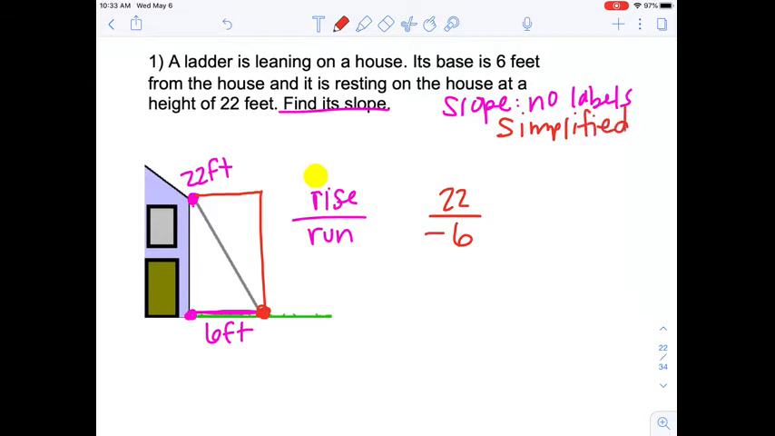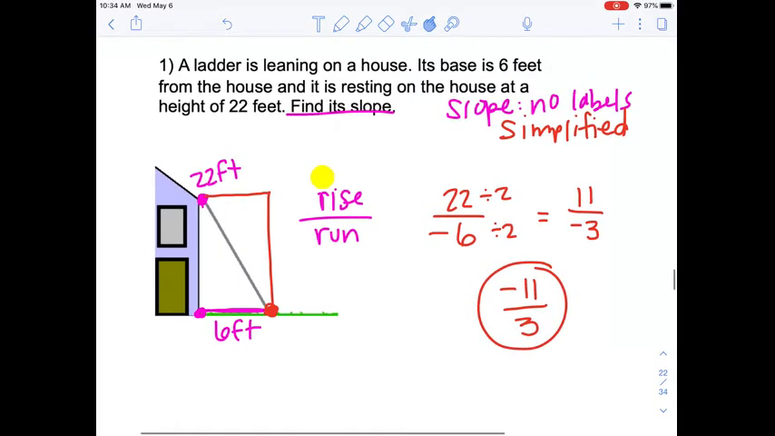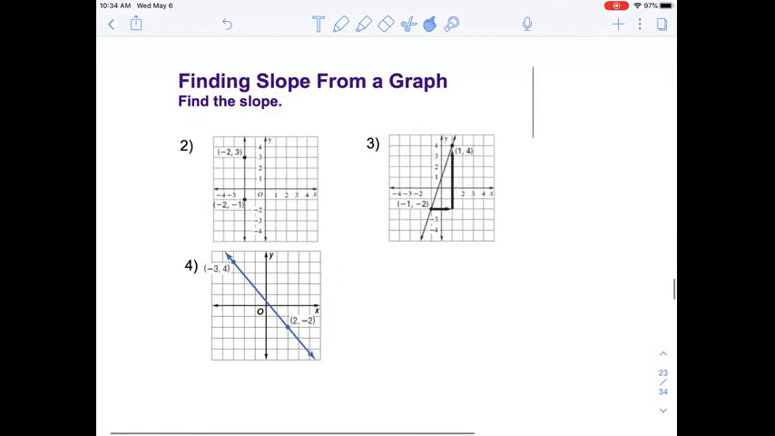Then slope just needs to be simplified. So no labels and simplified. So I can divide both of these by 2. And I'm left with 11 over -3. You could also write this as -11 over 3. Either one works.